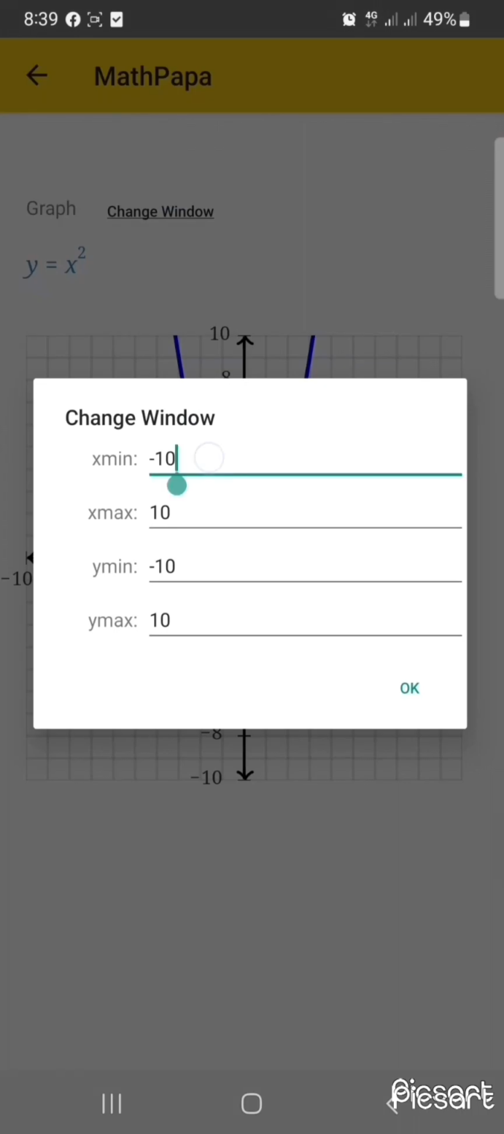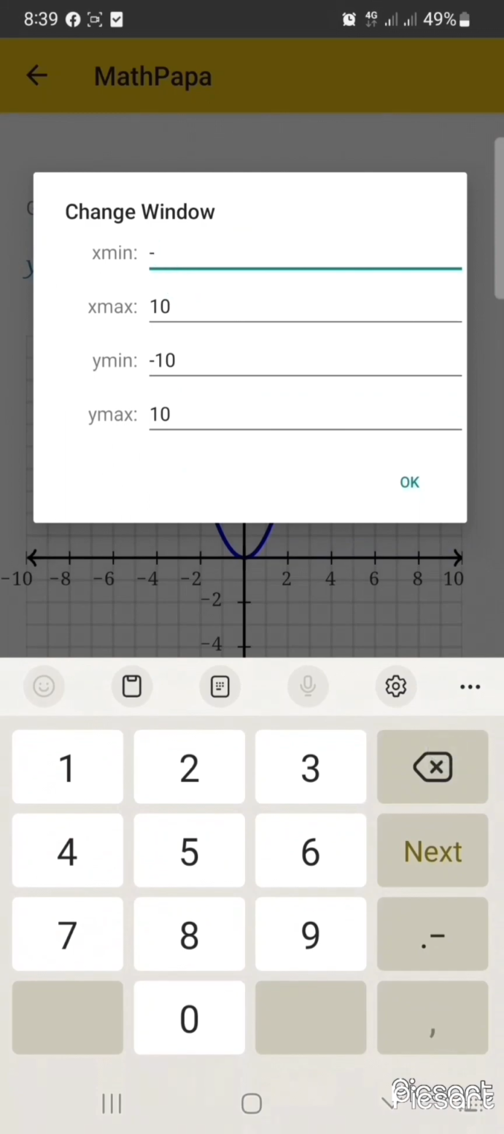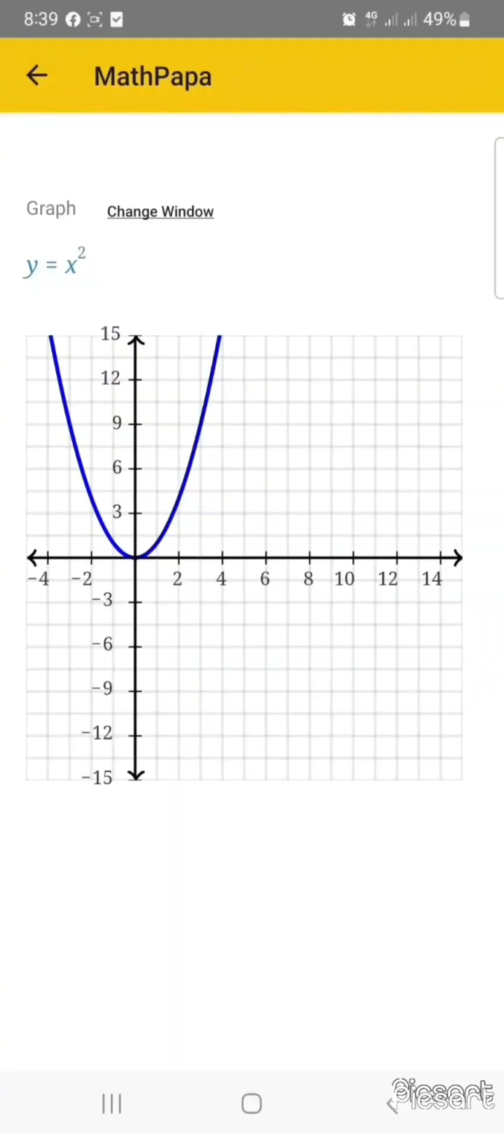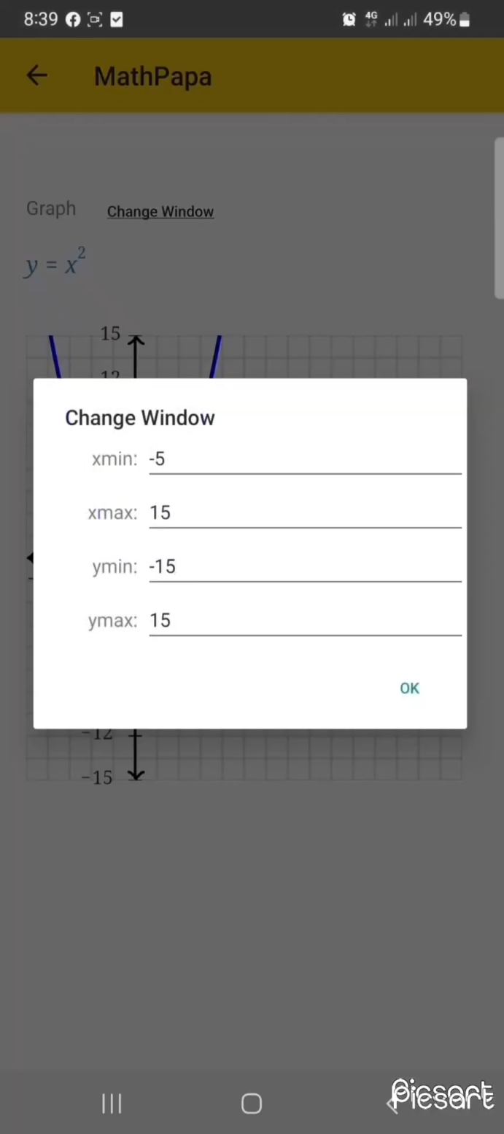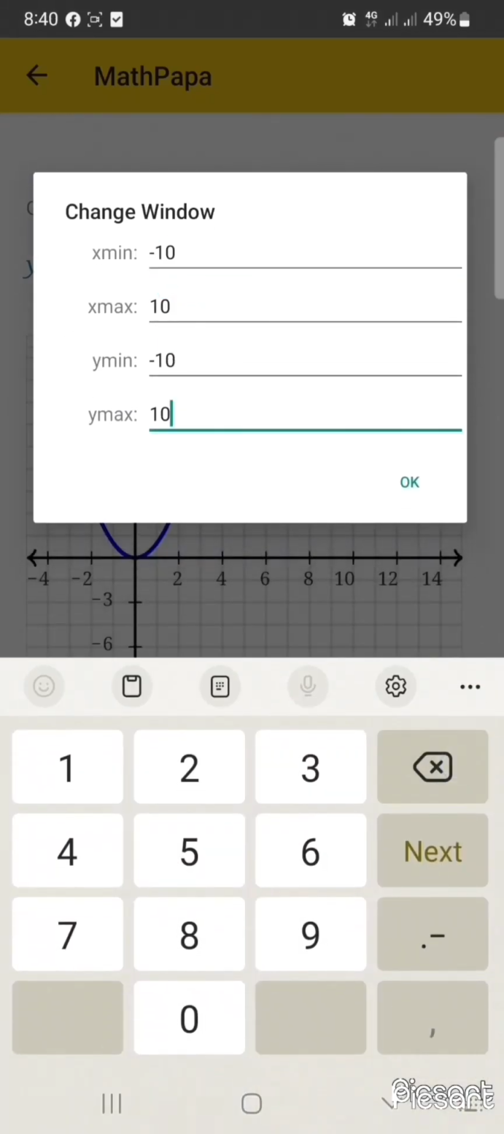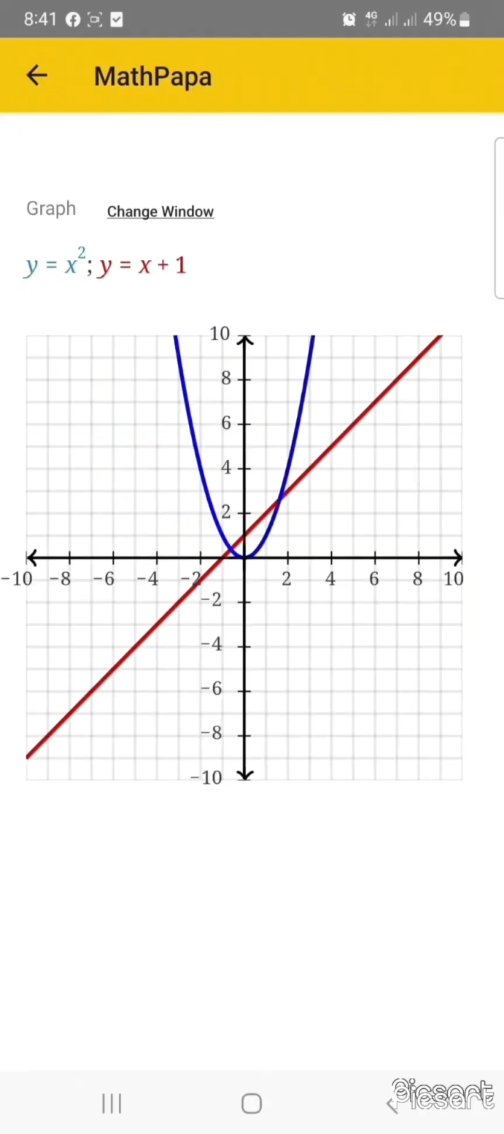So you can change it if you want -5 to be the minimum value and 15 to be the maximum value for x, and -5 for the minimum value of y, and 15. Then this is the orientation of the graph now. But of course, you can always go back to its default. Change the minimum and maximum values for x and y. So this is how you do it.